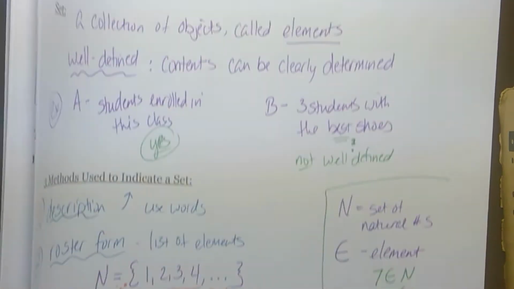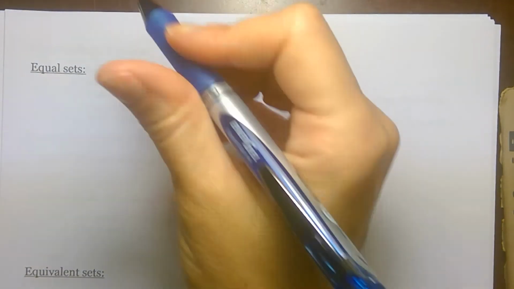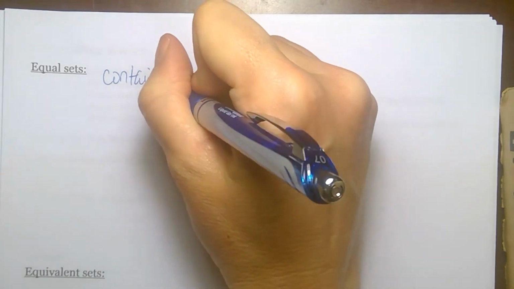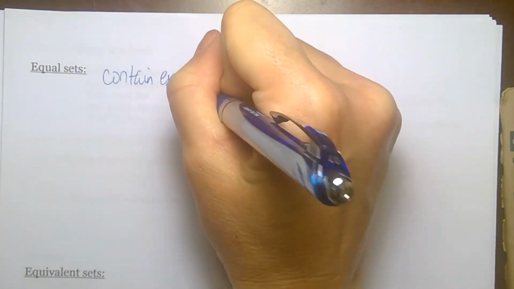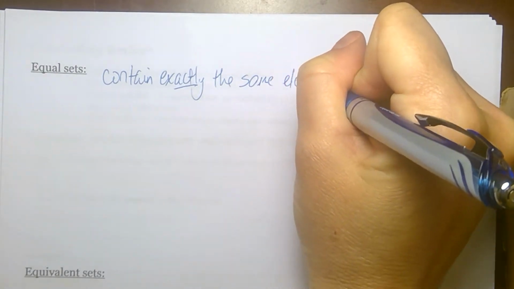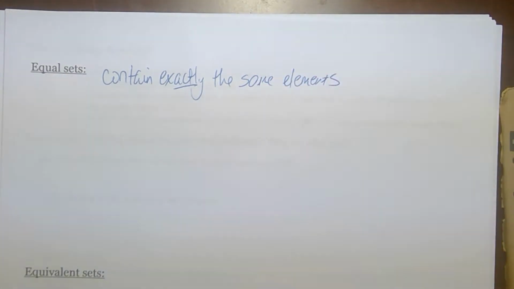Okay, let's look at the next page of our notes. We're going to talk about equal and equivalent sets. Equal and equivalent do not mean the same thing. Equal sets contain exactly the same elements. If two sets are equal, they contain exactly the same elements. So it's basically doing the same thing twice.